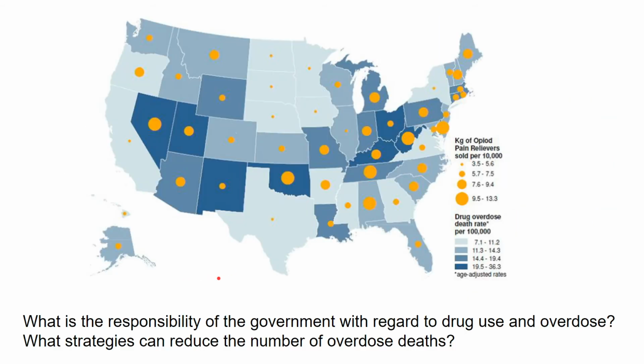So as we know, this is becoming more and more of a problem. So what is the responsibility of the government with regard to the drug use and overdose? Who's to blame? And who needs to take control of the situation? And that's where the question lies.